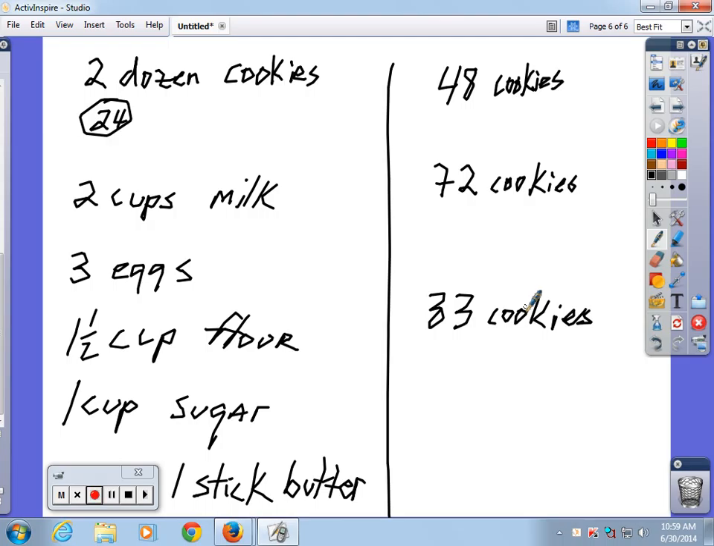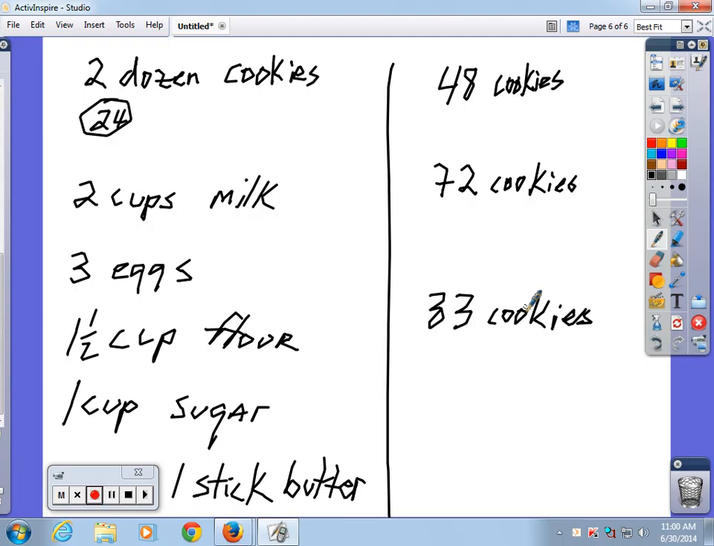This number, and that will give you your conversion factor, which is nothing but a fudge factor. So the first one, you take 48 and divide by 24, and that gives you a conversion factor of 2. So you double everything. 2 times 2 cups of milk is 4. 2 times 3 eggs is 6. 2 times a cup and a half is 3. Please tell me you didn't have to multiply that. 2 times 1 is 2, 2 times 1 is 2. So you just use this conversion factor to double your ingredients.